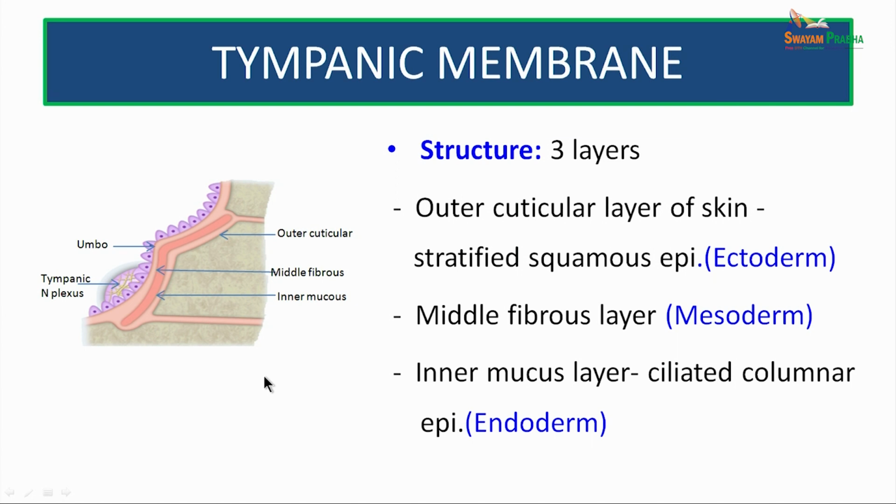Tympanic membrane is a 3-layered structure. It has an outer layer of cuticle, which is a stratified squamous epithelium, and it is continuous with the skin of the external acoustic meatus. It is derived from the ectoderm. The middle layer is a fibrous layer referred to as the mesoderm.